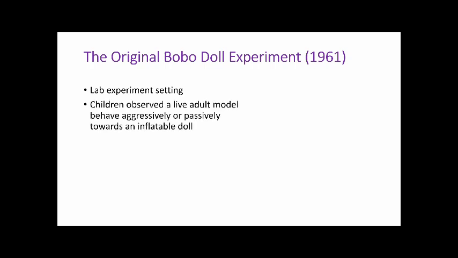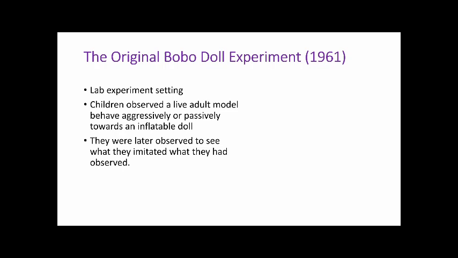This was a lab experiment. Children observed a model live behaving either aggressively or passively towards an inflatable. The children observed to see whether they imitated what they'd observed. Later variations including a TV version as opposed to a live version and a vicarious reinforcement condition.